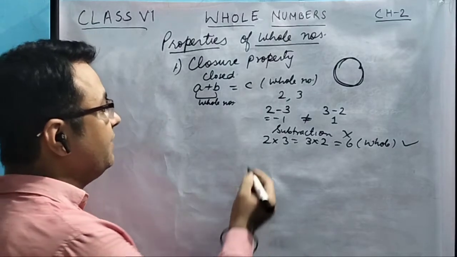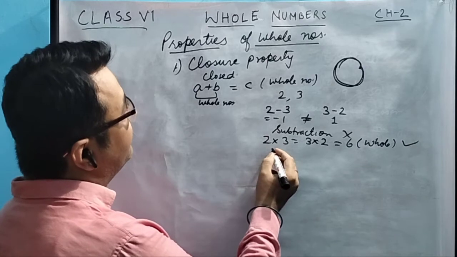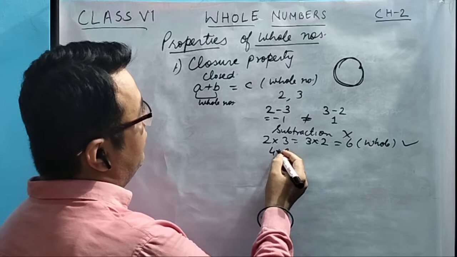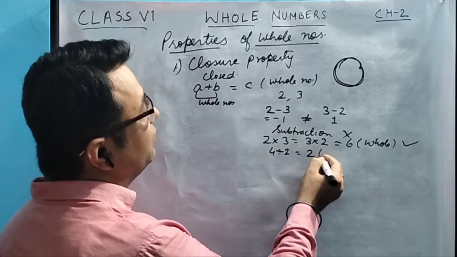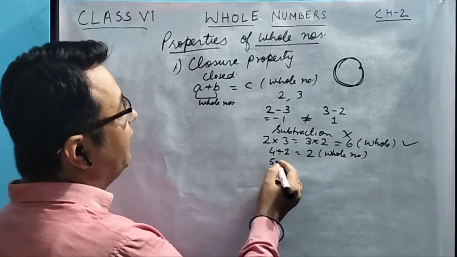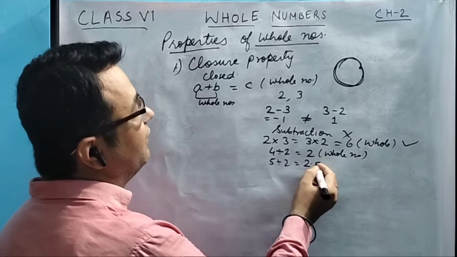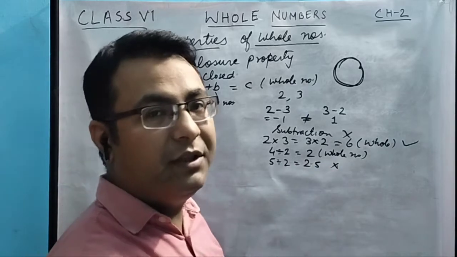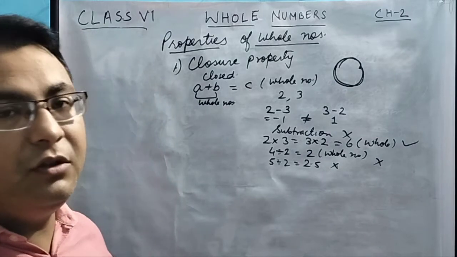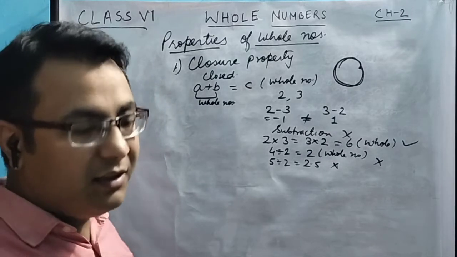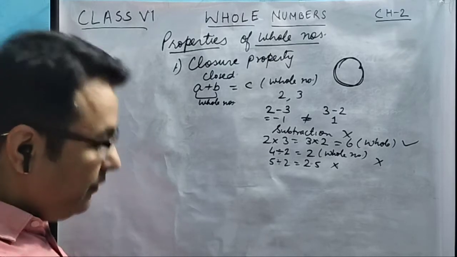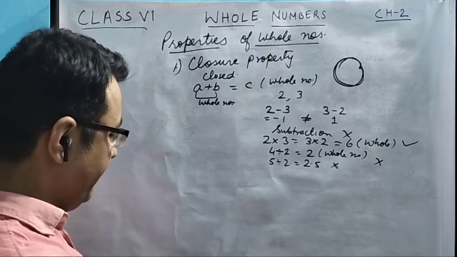Let's check about division. If we divide 4 by 2, we get 2. 2 is a whole number. Similarly, if we divide 5 by 2, we will get 2.5. Is 2.5 a whole number? No, it's not. So division does not hold closure property. It does not satisfy the closure property. I hope closure property is clear. Next property that we will do is associative property.